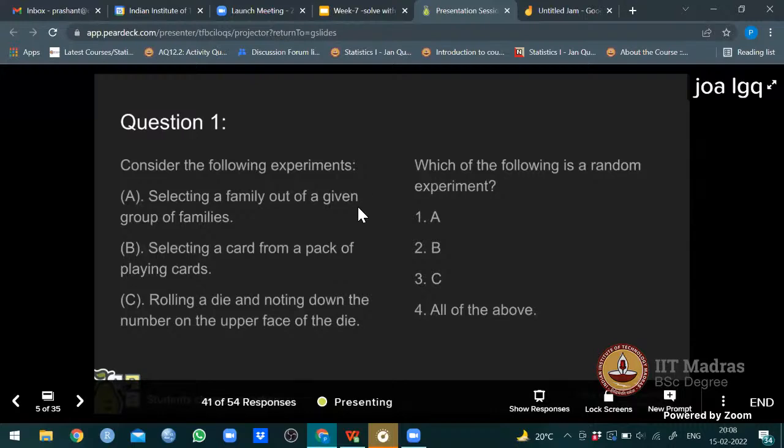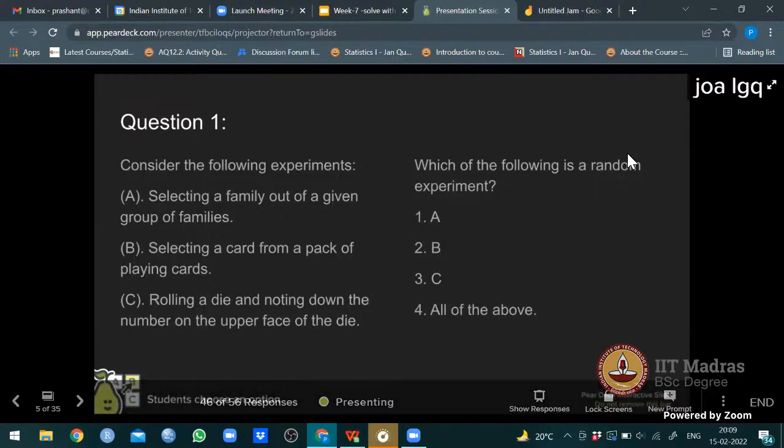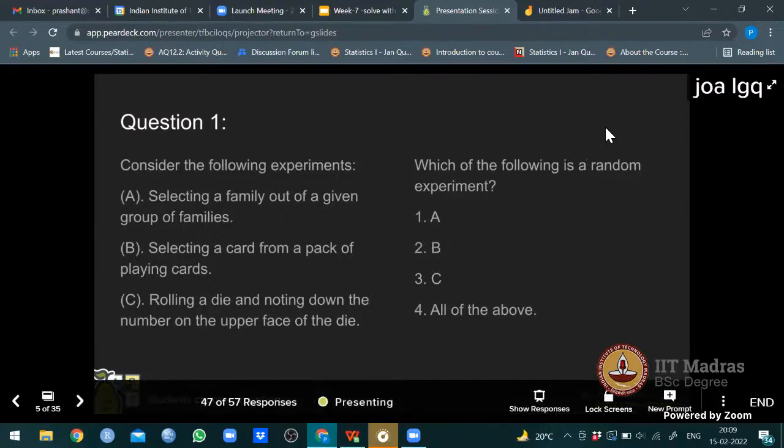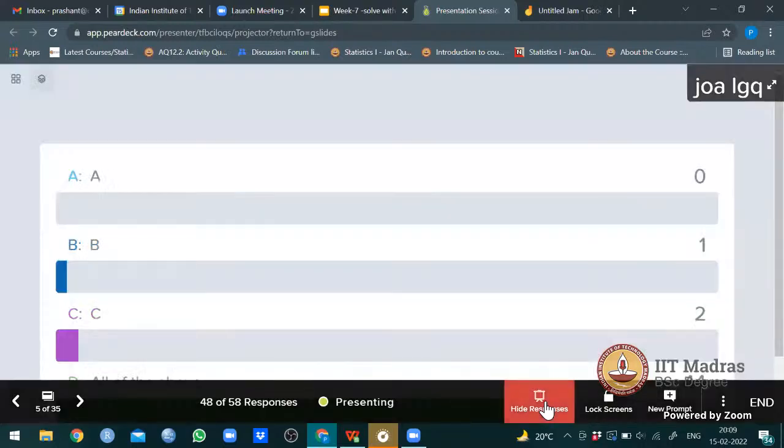Nice, there are 41 responses. There are around 71 participants, so the rest of the people, please join. You have 2 minutes. You have to enter the code at the top right corner, JOALGQ. Enter joinpd.com in your browser, and after that a page will come to enter the code, and then you enter the top right corner code. Okay, so I can see the responses.